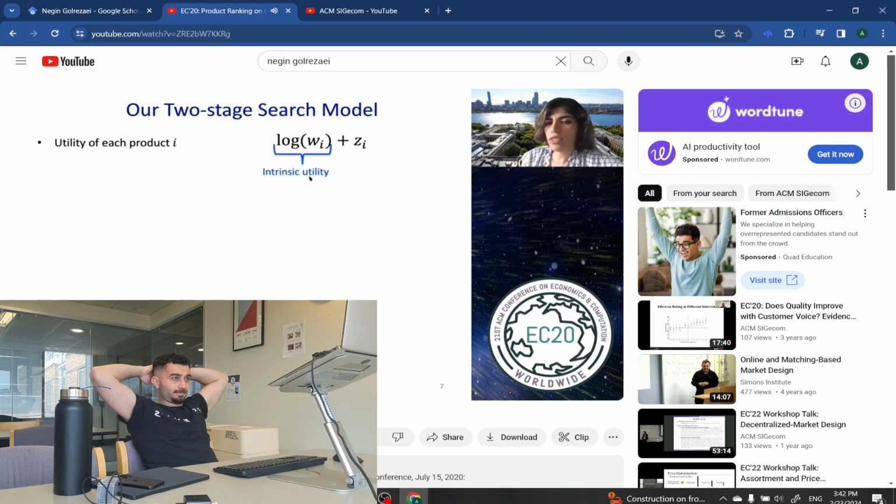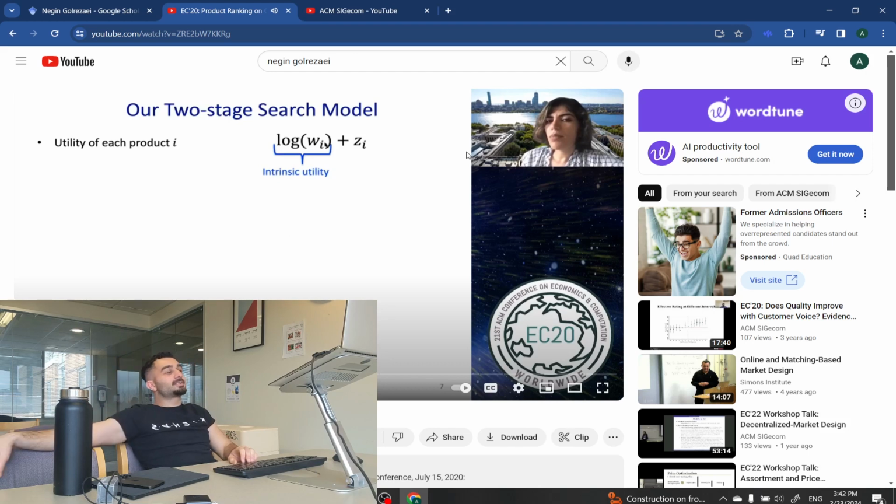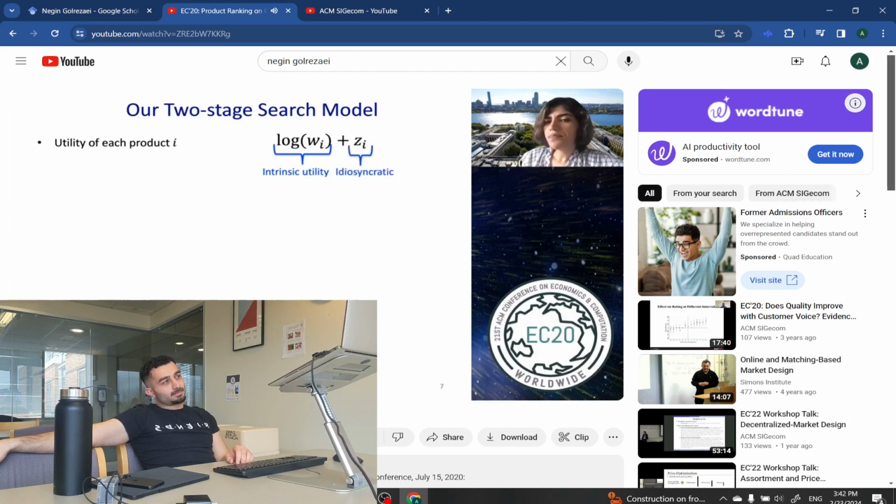Okay, the log of W_i is the intrinsic utility, the same across all consumers. And the second term is the idiosyncratic part of the utility that is different across consumers.